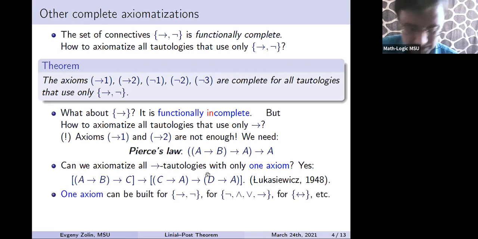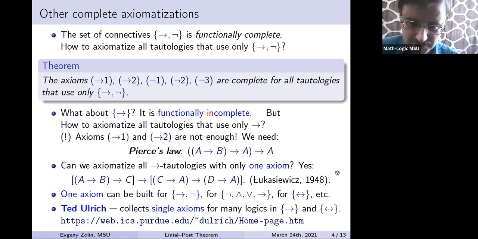And there are, of course, other languages. There is just one axiom in this language, or in this language, or even in this language, that is sufficient to axiomatize all tautologies in the corresponding language. All these axioms are already found, and there are even many axioms of this kind. And people investigated which axioms are the shortest ones, and so on. There is a big activity in this field.